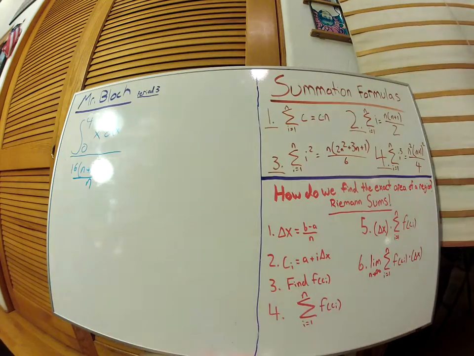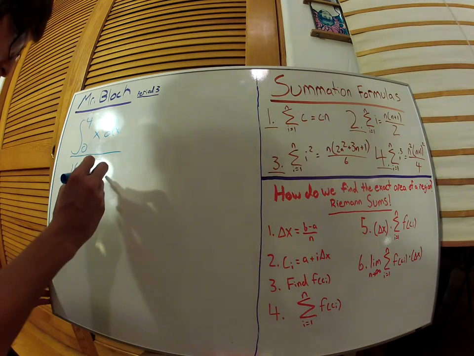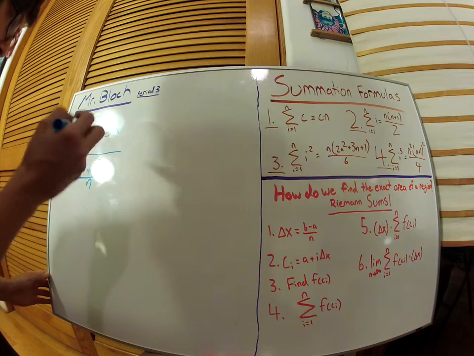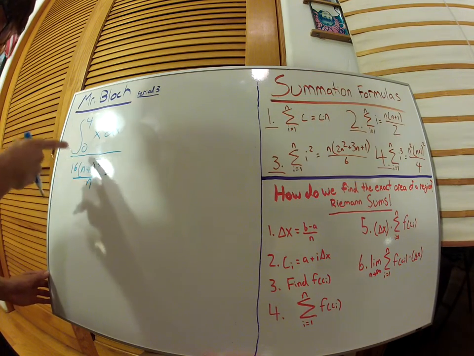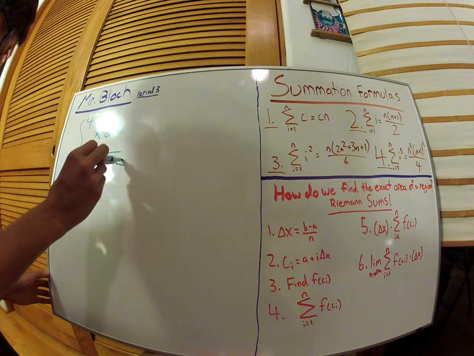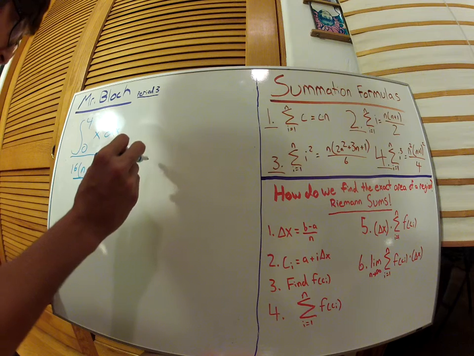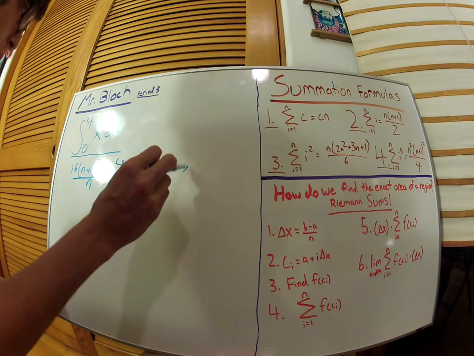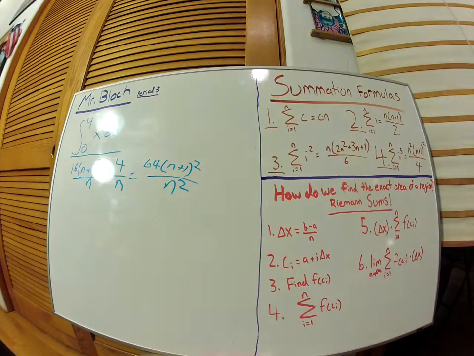Okay. From here, we want to do the 5th step. We've just finished the 4th step. So the 5th step, what is it? It's to multiply times the change in x. The change in x, as we had before, was 4 over n, which is b minus a all over n. So this is equal to 64 times n plus 1 squared all over n squared. So that was the 5th step.